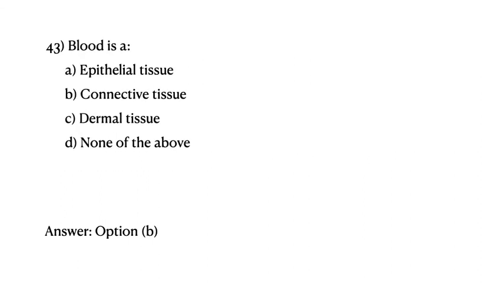Question number 43. Blood is a option A, epithelial tissue, B, connective tissue, C, dermal tissue, D, none of the above. Now children, here what is blood? Blood is a connective tissue. Okay, so option B is the correct answer.